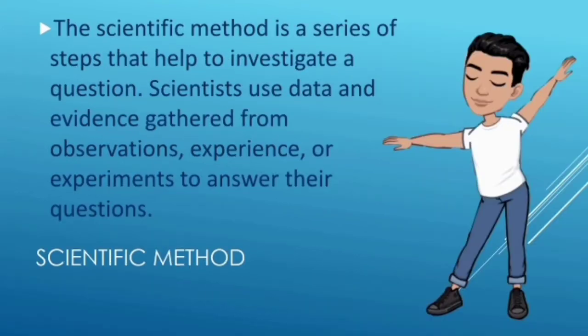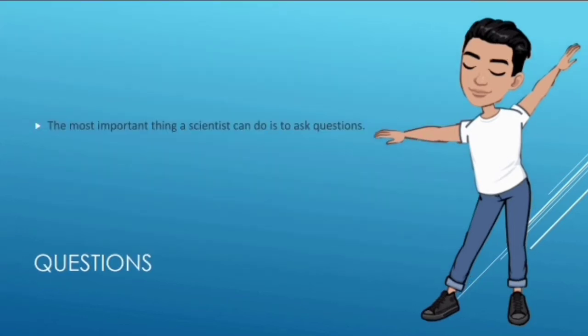And now let's move to the scientific method. The scientific method is a series of steps that help to investigate a question. Scientists use data and evidence gathered from observations, experience, or experiments to answer their questions. So, as stated in the previous slide, the scientific method is a series of steps that help to investigate a question. The most important thing a scientist can do is to ask questions.